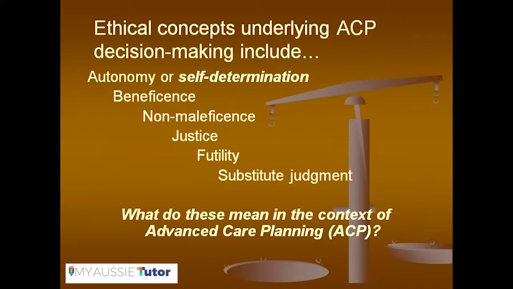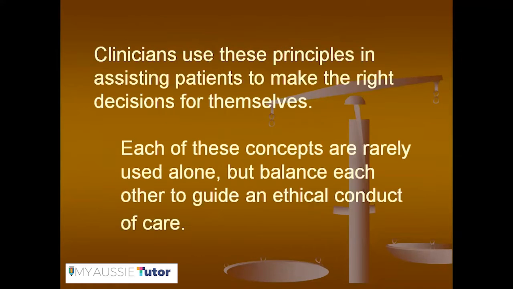What is the concept underlying ACP decision making? The concept is basically autonomy or self-determination, where there is beneficence, non-maleficence, justice, futility, and substitute judgment. What do these mean in the context of advanced care planning? When we look at advanced care planning, we see the clinicians use these principles to assess the patients and help and guide them to make the right decisions for themselves for their own situation. Each of these concepts is rarely ever used alone, but they balance each other to guide an ethical conduct of care.